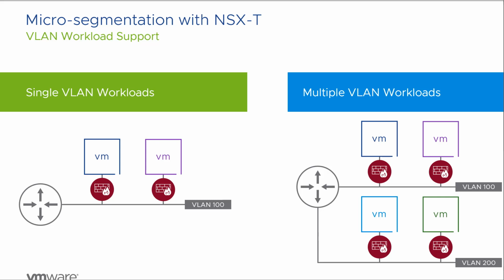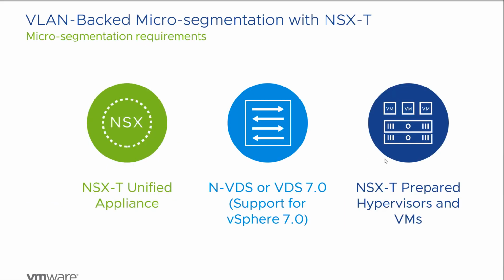With this brief overview in mind, let's take a look at how a customer can quickly get NSX-T up and running and ready to start providing microsegmentation capabilities for their data center workloads. The requirements for setting up NSX-T are actually pretty simple. For VLAN-backed microsegmentation with NSX-T, really the only requirements are a deployed NSX-T unified appliance, a virtual switch such as the NVDS or VDS 7.0 with support for vSphere 7.0, and lastly, our hypervisors prepared with NSX-T and the virtual workloads running on top of them.